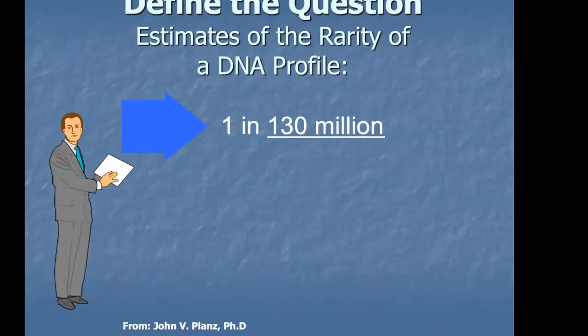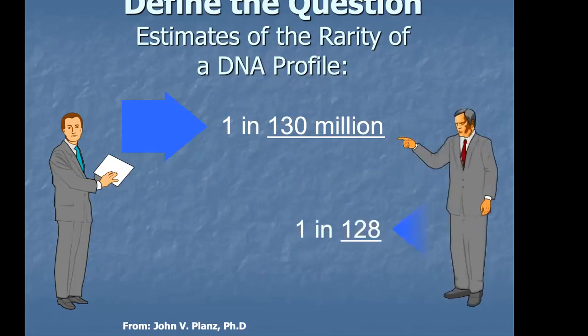Individual, simple STR analysis, maybe not complete. You would estimate the likelihood of an unrelated individual in the population having the same profile to be 1 in 130 million. Let's see how it changes when you're looking at a sibling. So it goes from 1 in 130 million to 1 in 128.